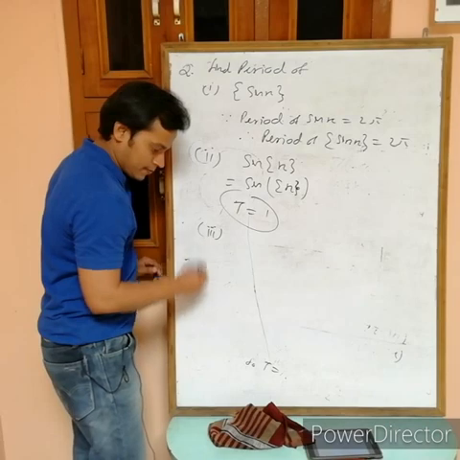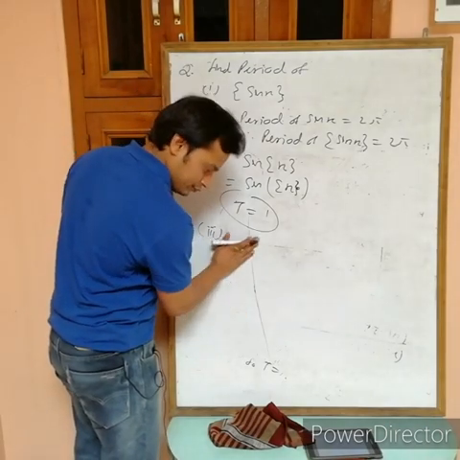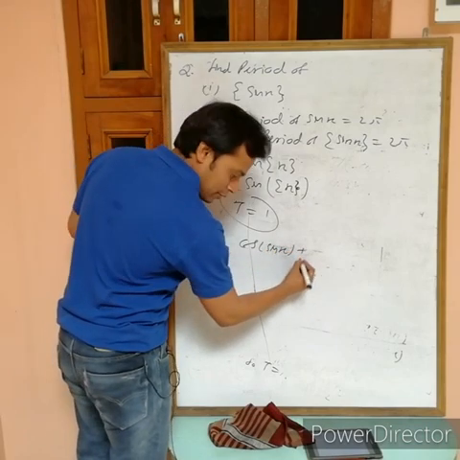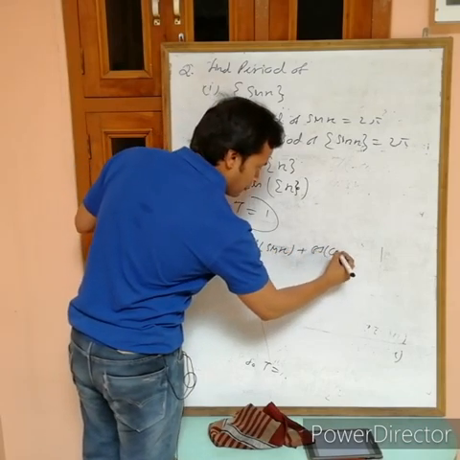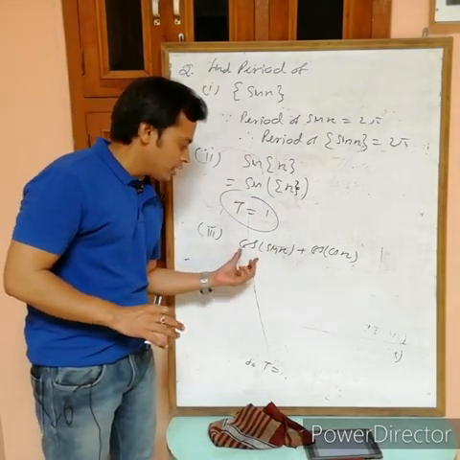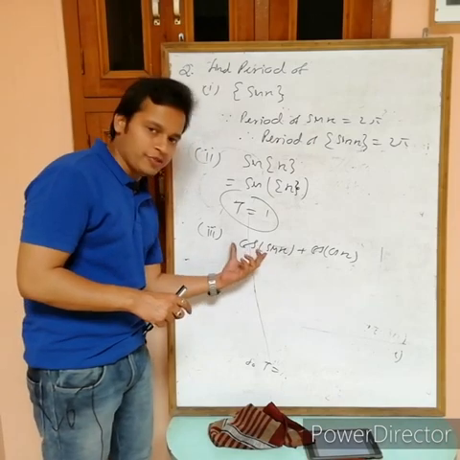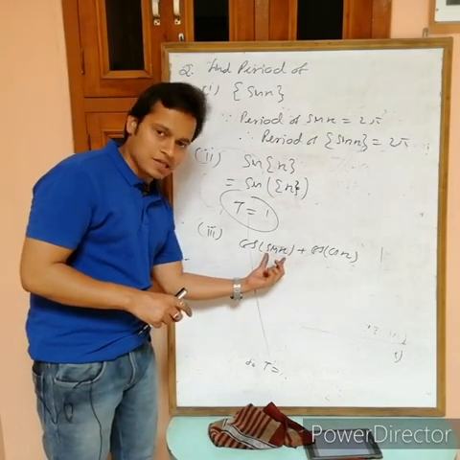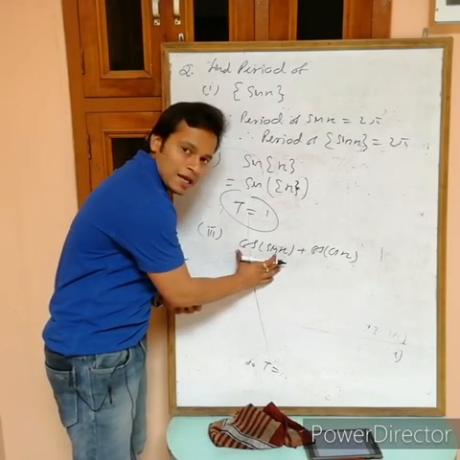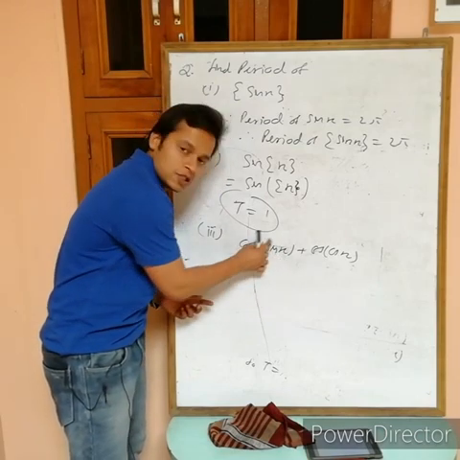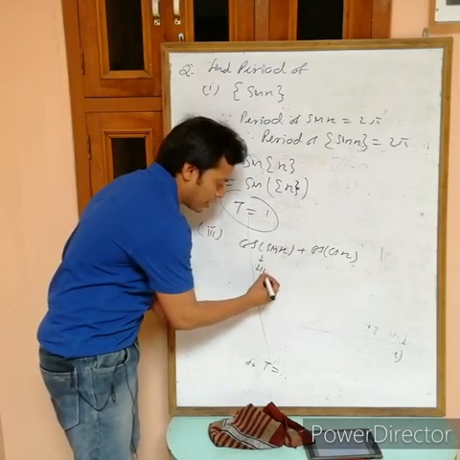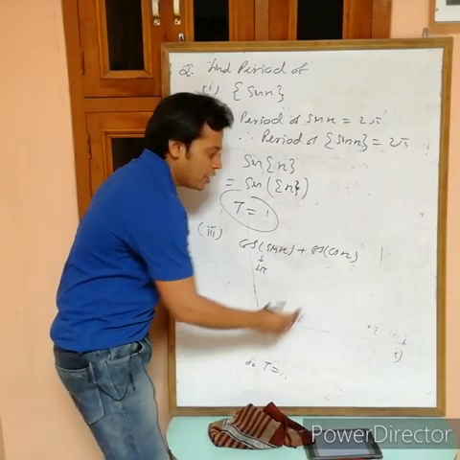Third one, cos of sin x plus cos of cos x. Again a composite function; here the period of this one depends on the inside function, which is sin x. So the period of sin x is 2 pi, then this total also has a period of 2 pi. If sin x is periodic, then the complete composite function is also periodic, so the period of this one is 2 pi. Why? Because of sin x.